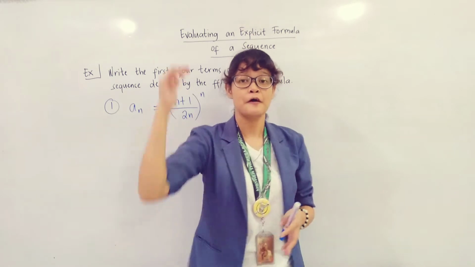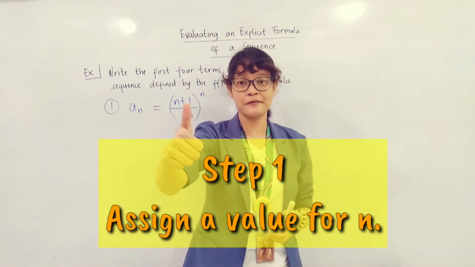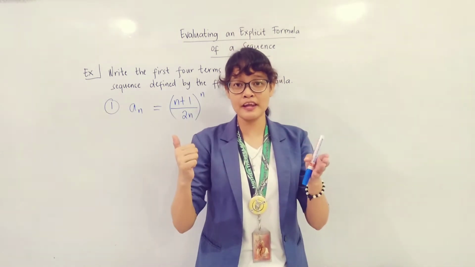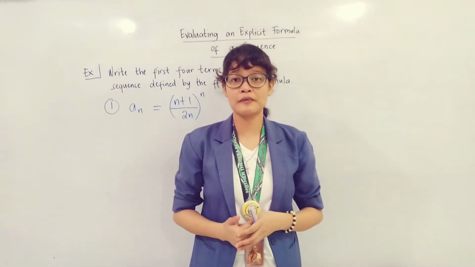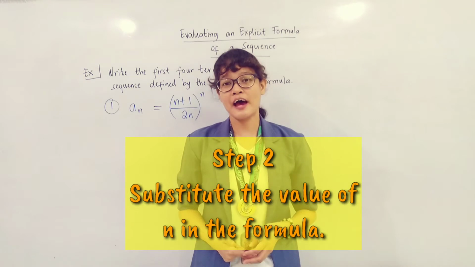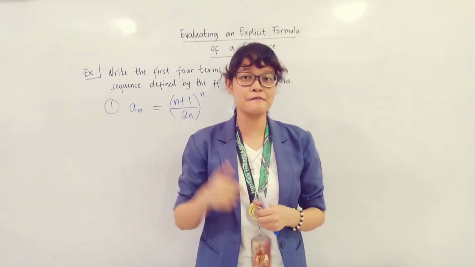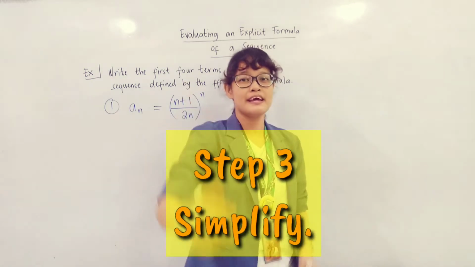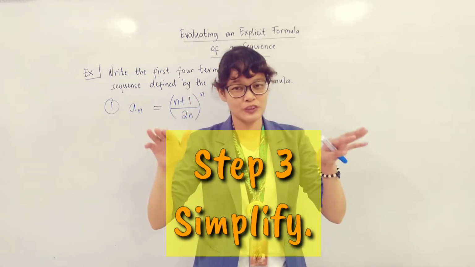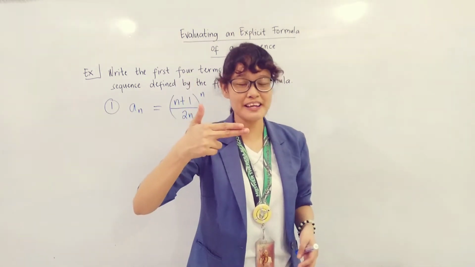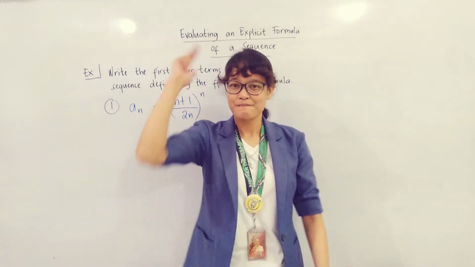Form of a sequence. First, you have to assign a value for n. And since this is about sequence, we know that the values of n are restricted to be just counting numbers. Second, you have to substitute these values in a given function or in a given formula. And the third step is to simplify. Do the math and let's see kung ano yung magiging sagot. With these 3 steps in mind, we're now all set to solve.